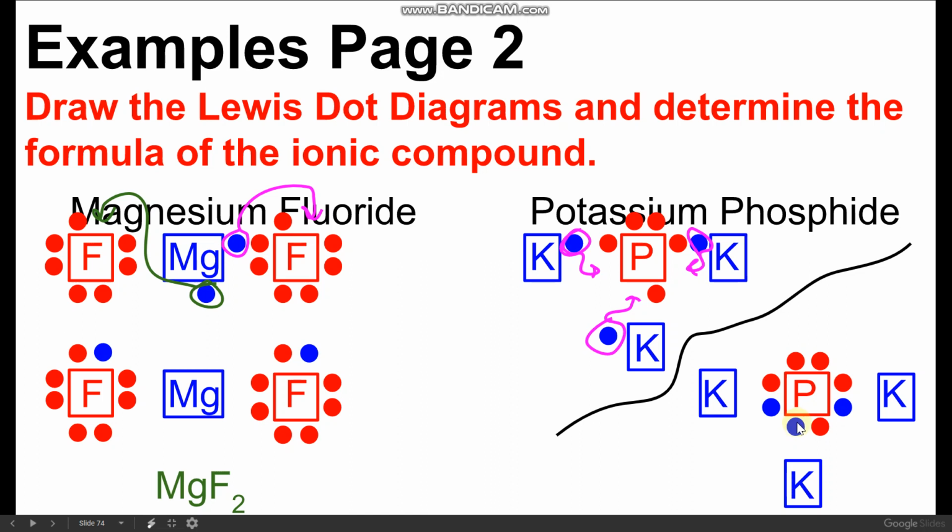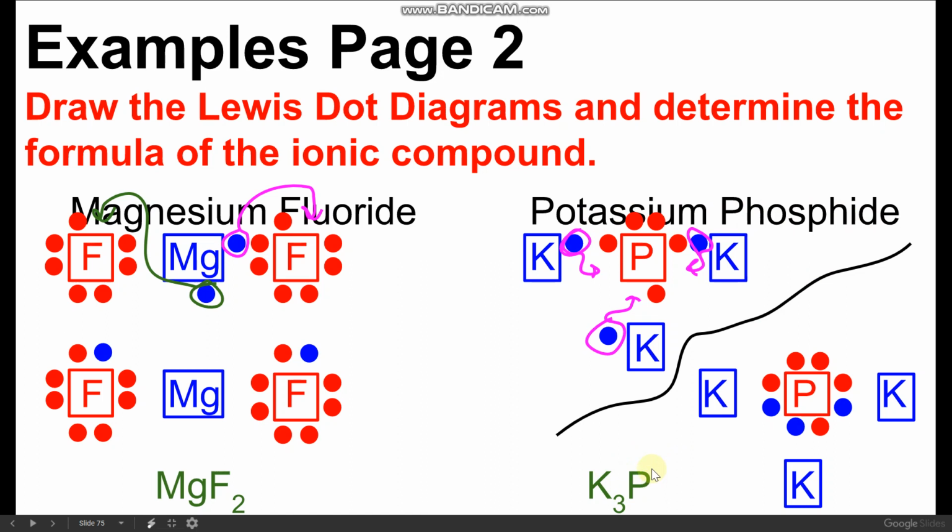And 3 of those electrons, these 3 blue ones, were donated from potassium ions. And the potassiums are all stable because they all have empty valence orbitals. This orbital's empty, this orbital's empty, this orbital's empty. And so then when we write our formula, we have 1, 2, 3 potassiums, K3, and 1 phosphorus. So then we'll write the phosphorus over here. So the formula for potassium phosphide would be K3P.